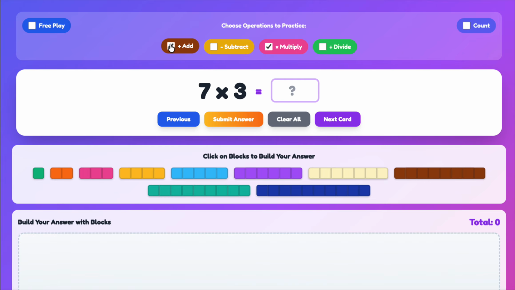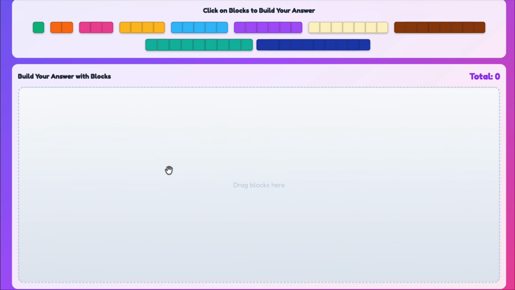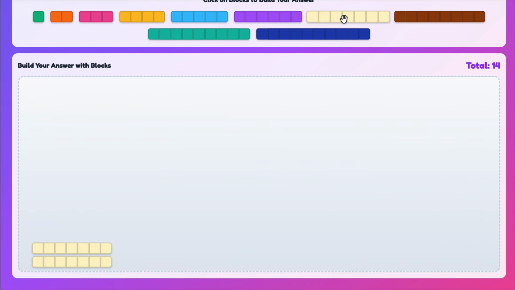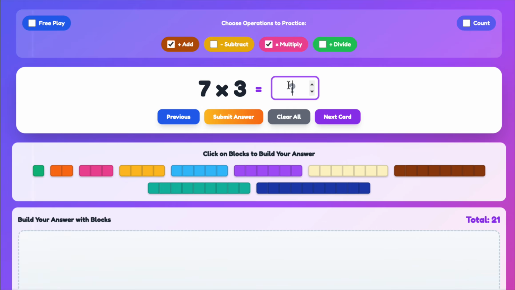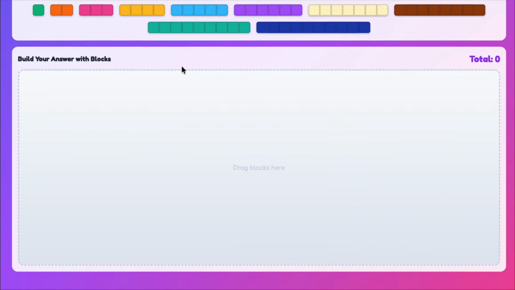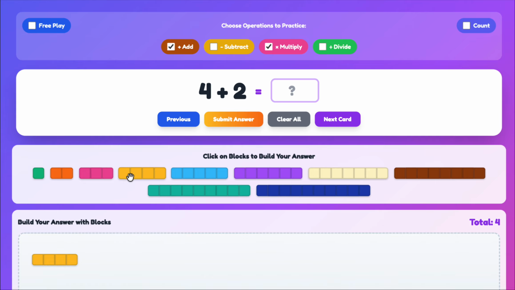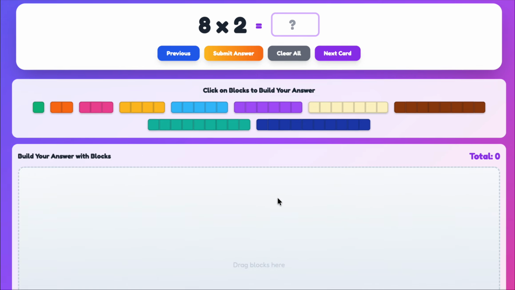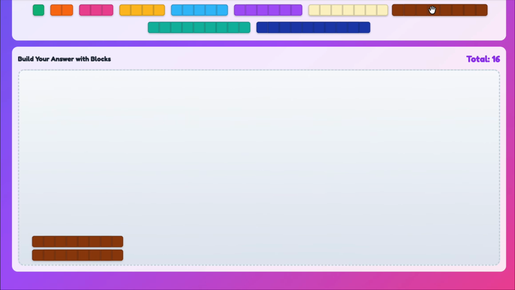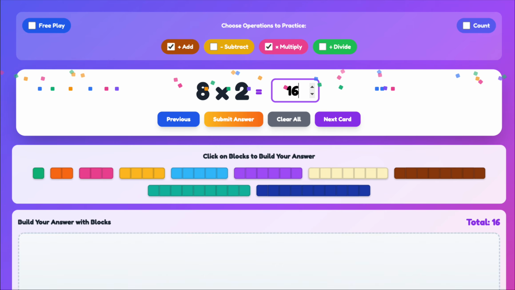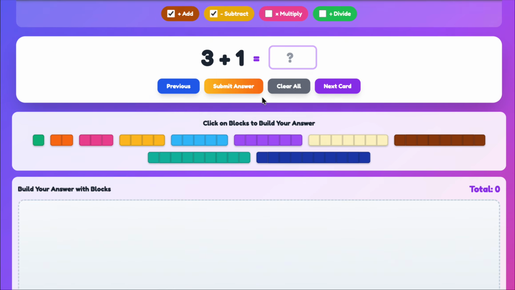Maybe we want to just do addition and multiplication. So 7 times 3, 1, 2, 3 7s, 21. 4 plus 2, 6. 8 times 2, so we're counting 8s 2 times. That's 16.